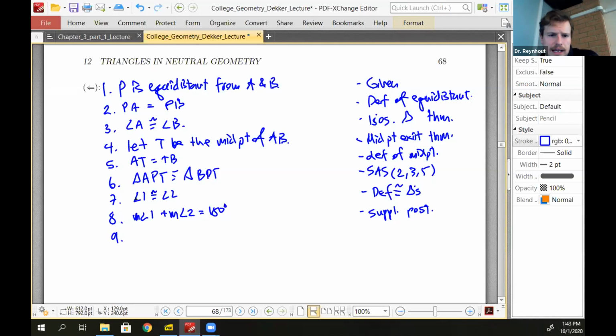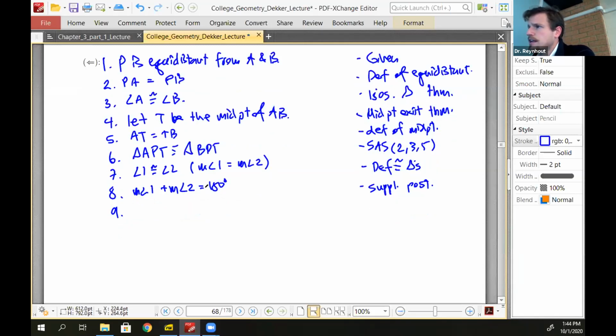But we have that the two angles are equal to one another. Actually, I really wanted to say that the measure of angle 1 is equal to the measure of angle 2, rather than just that the angles are congruent, which is the same thing, but this more explicitly allows us to perform a substitution. So we can say the measure of angle 1 plus the measure of angle 1, replacing 2 with 1, is equal to 180 degrees. This is a substitution of line 7 into line 8.